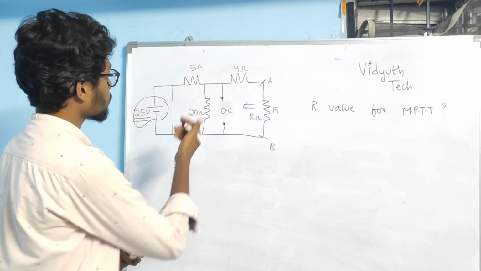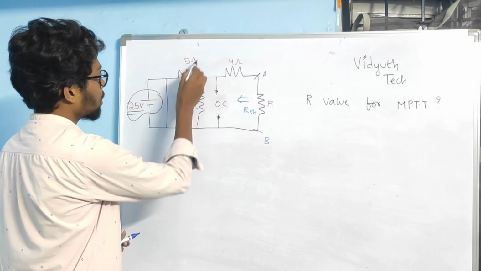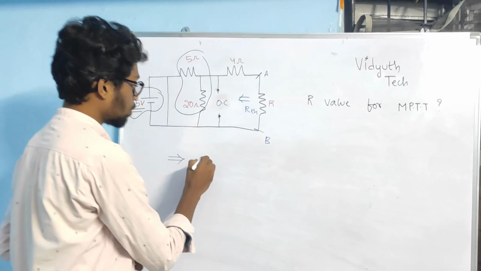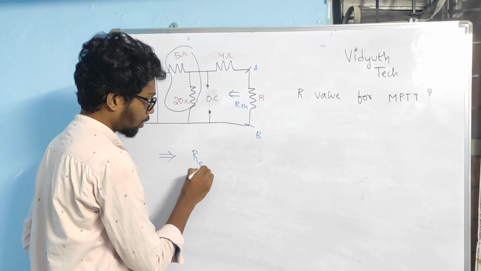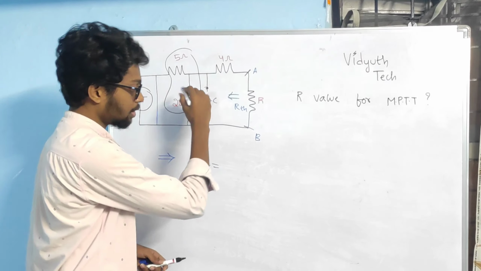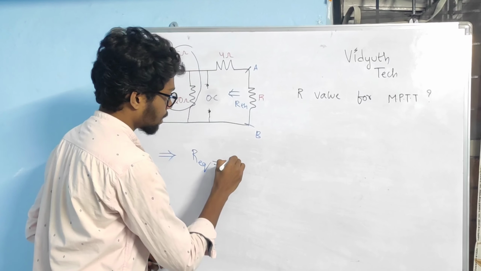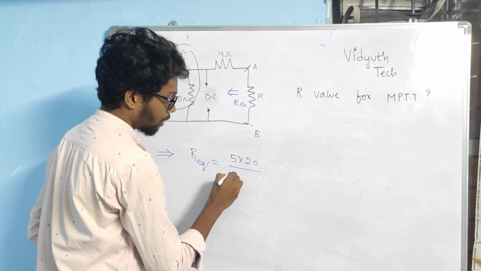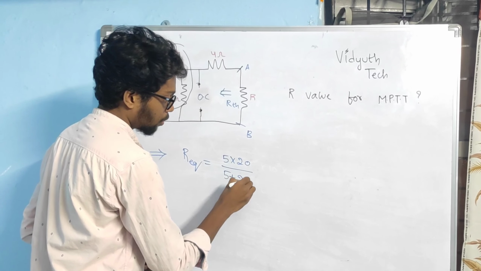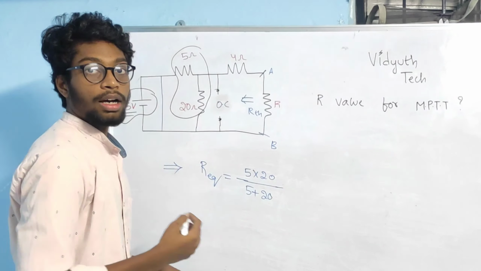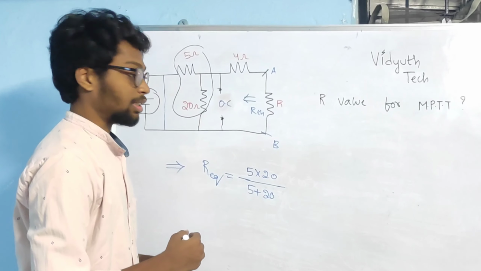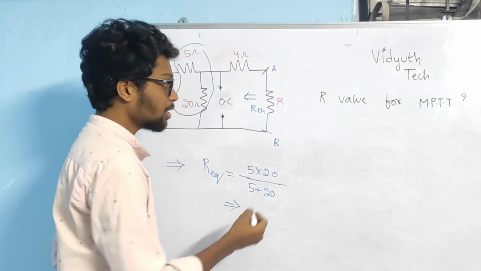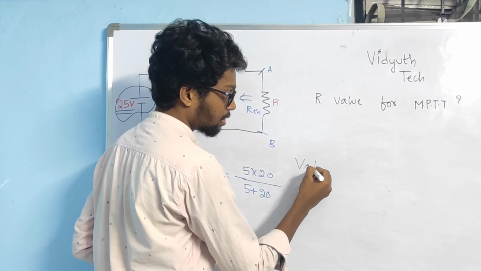Okay, so after this you can see 5 ohms and 20 ohms are connected in parallel. So let me take R equivalent for these two branches connected in parallel: 5 into 20 divided by 5 plus 20. As we know, for two resistances connected in parallel, R1 R2 by R1 plus R2 is the equivalent resistance. If you find any difficulty in calculating, please go to the Vedic Math series in our channel.